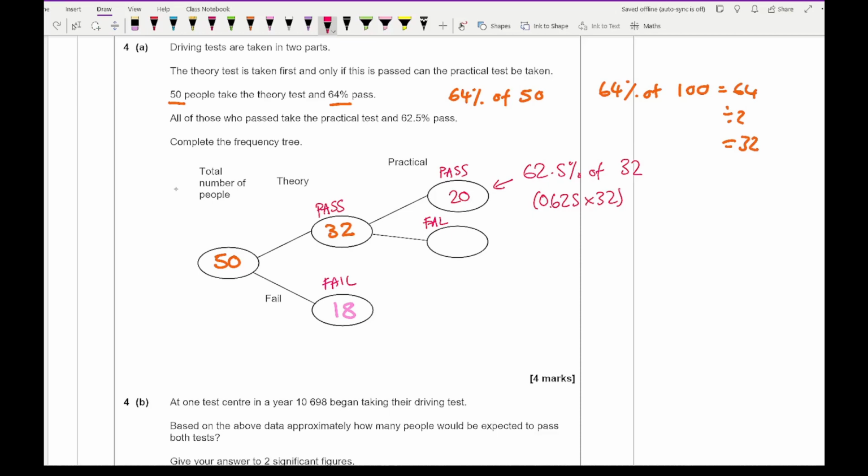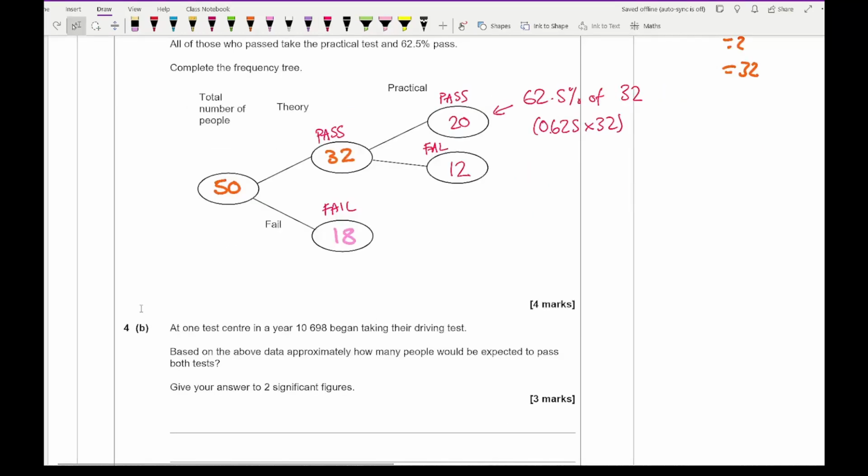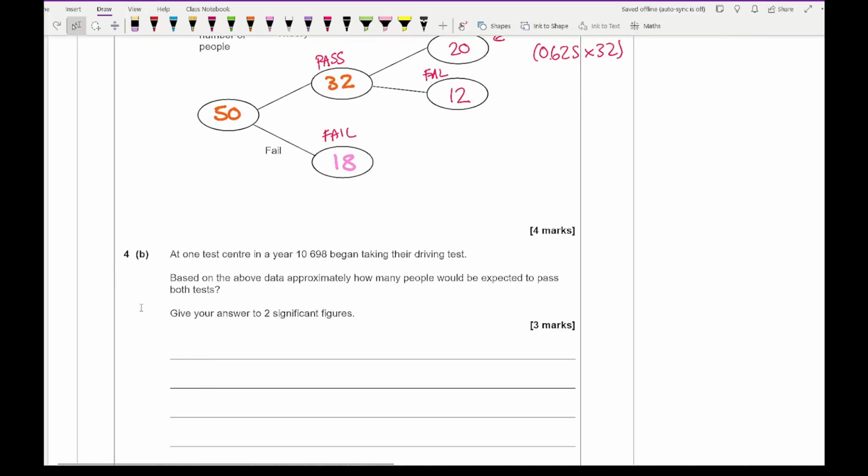And if 20 plus what gives you 32, well, that's going to be 12. So moving on to 4b, it says at one test centre in the year 10,698 began taking their driving test. Based on the data above, approximately how many people would be expected to pass both tests? Give your answer to two significant figures. So in terms of this, let's first of all work out the proportion of a pass.